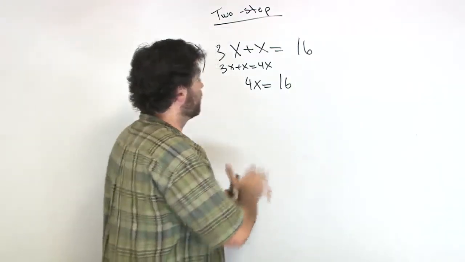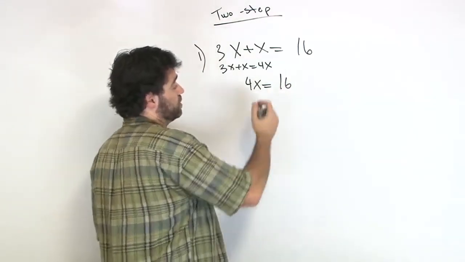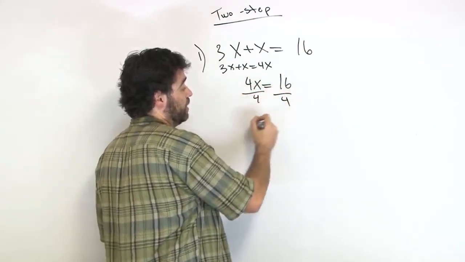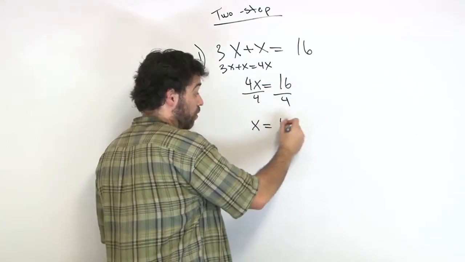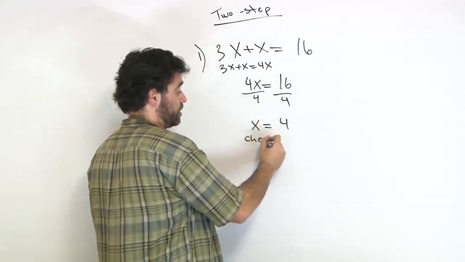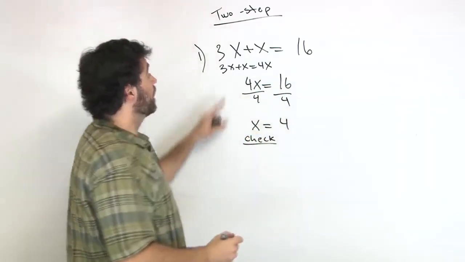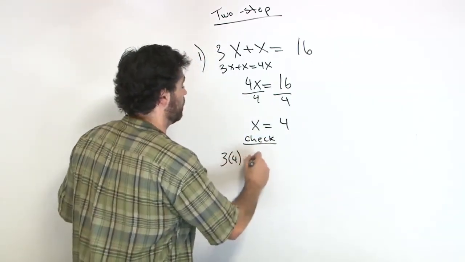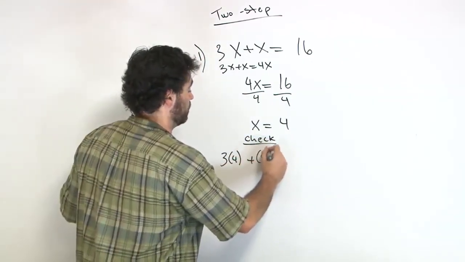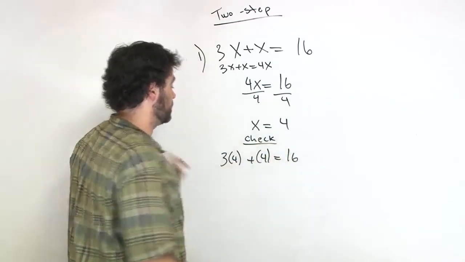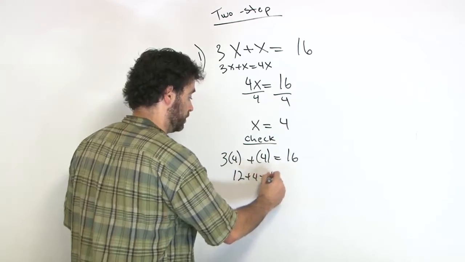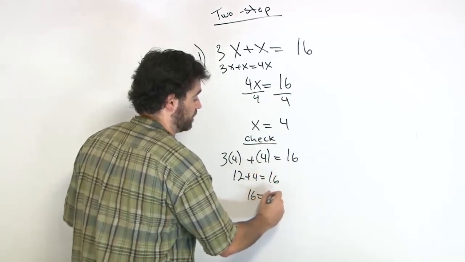So we get this, and now it becomes our one-step equation. We have 4 times x, so we're going to divide out the 4, and we get x is equal to 4. Of course, you want to check. And we always check in the original. So we're going to say that 3 times 4 plus 4, is that equal to 16? Let's see. 3 times 4 is 12, plus 4 is 16, and it equals 16.